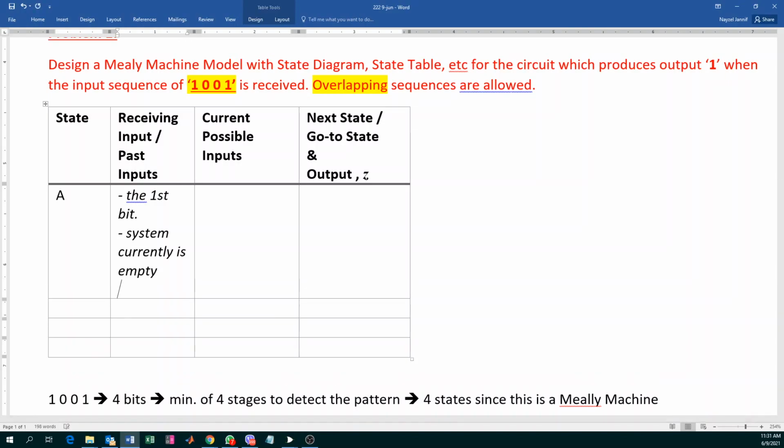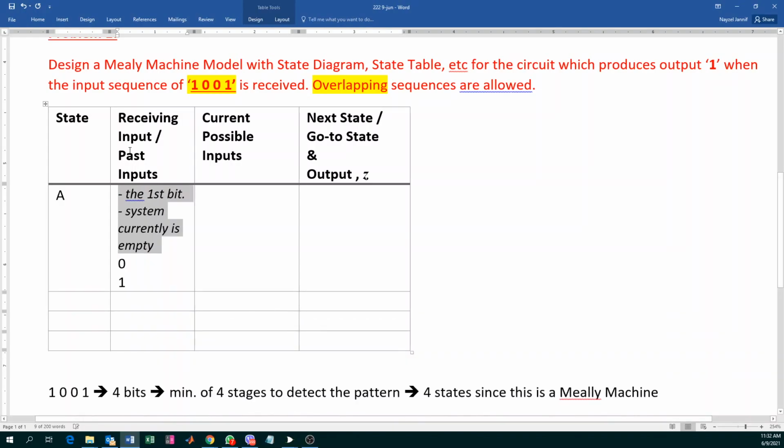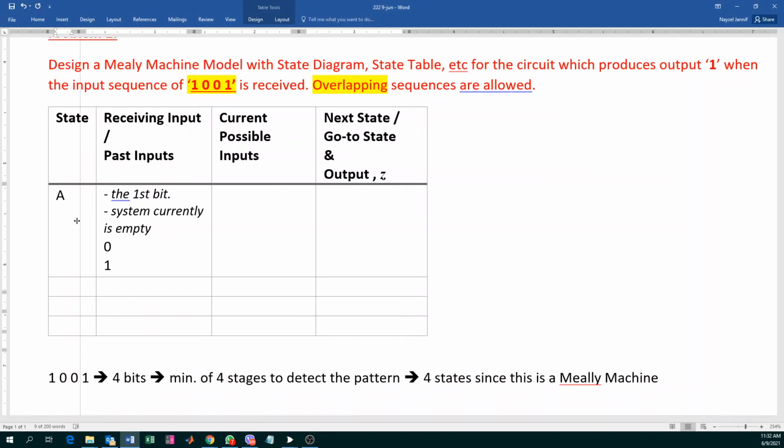What are the 2 possible inputs, guys? Obviously, only 2 possible bits can come in: either you have a 0 or you have a 1. Just to note, these are just some notes which I am inserting into the table over here. Let me pull this to the side.